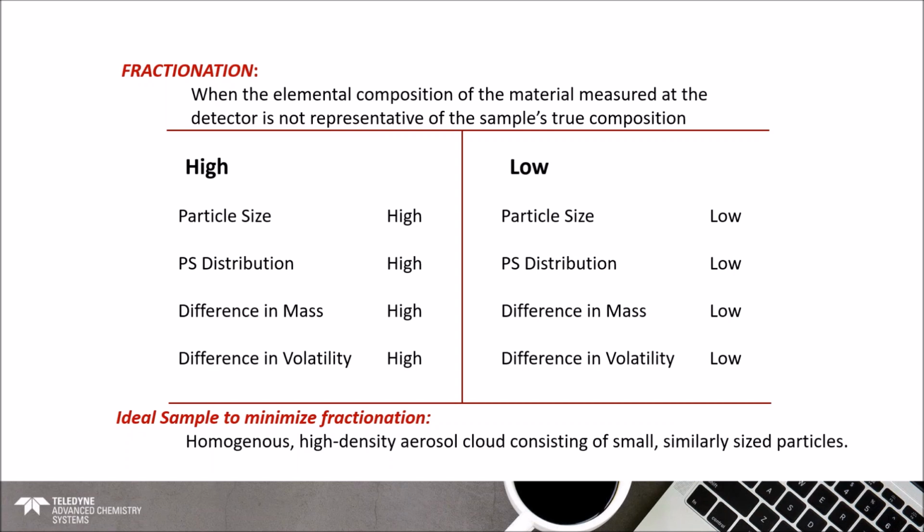Fractionation increases if you have larger particle sizes, if your particle sizes vary, you have some big, some small. That's what we mean by PS distribution, particle size distribution. And if they differ in mass or volatility. So in an ideal world, perfect sample type, we would want very small sizes. We'd want them to be consistently small and have a similar mass and volatility. By doing that, you get the most representative sample result.